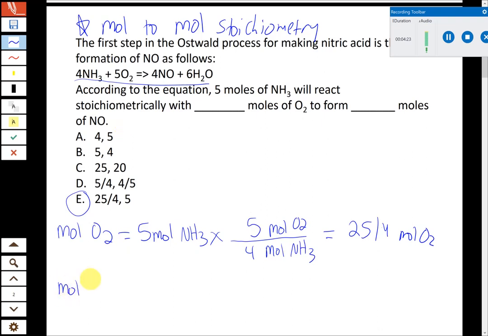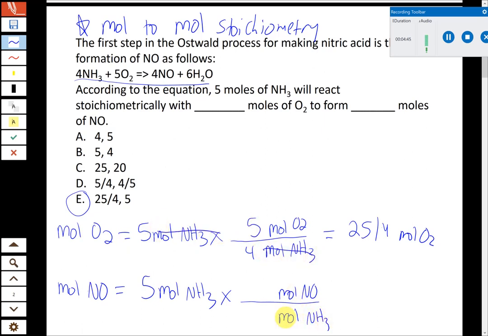So if we're looking for moles of NO, it's going to really be the same process, just making sure we use the correct mole ratios. So we still have 5 moles of NH3 as our starting point. That's how much we're reacting. And then to figure out how many moles of NO forms, we're going to look at its mole ratio, moles of NO over moles of NH3, such that moles of NH3 cancel, which I didn't explicitly show last time.